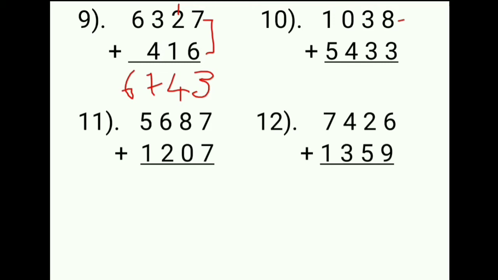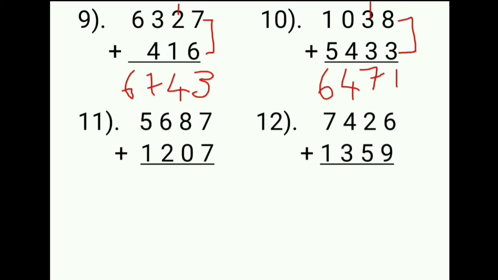Then the next sum. 8 plus 3 is equal to 11. 1 down and 1 carry. 3 plus 1 is 4 and 4 plus 3 is equal to 7. You should count it by your fingers, right? With the help of your fingers. 0 plus 4 is 4 and 5 plus 1 is equal to 6. So our answer is 6471.